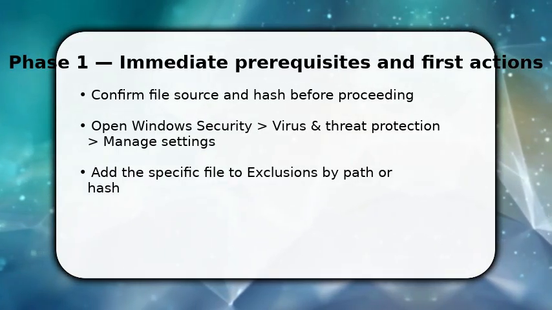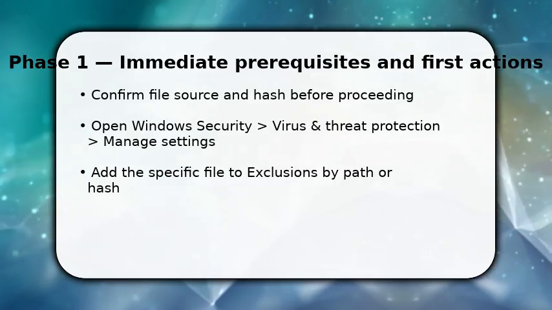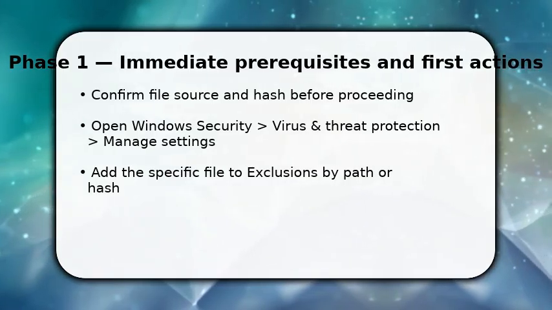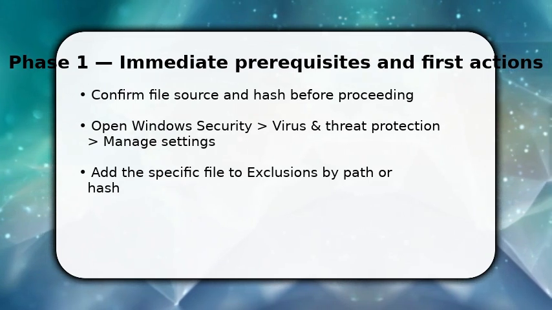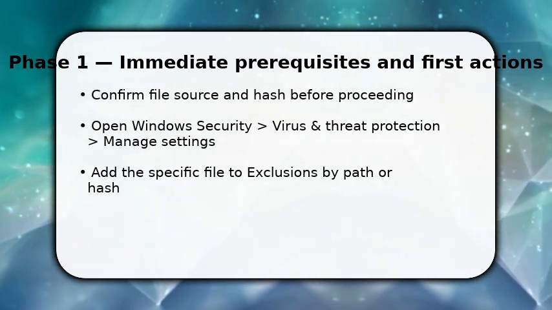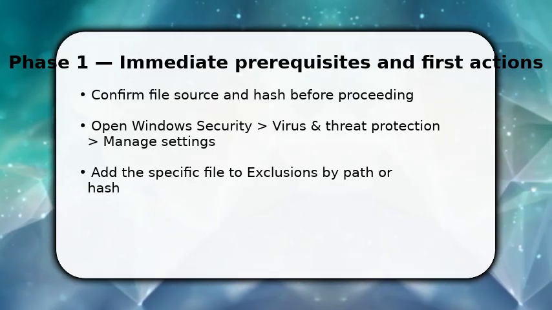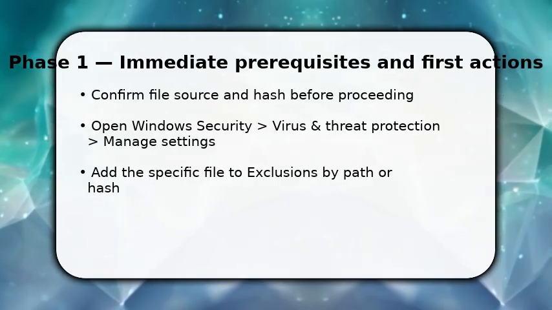Make sure to use the precise file name and folder. An inaccurate path will not prevent blocking. Save the exclusion and proceed to adjust network protection if needed. Now refine reputation-based controls so trusted downloads pass.